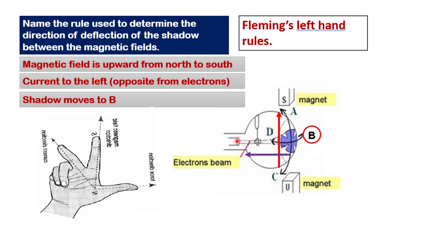Next we look at the direction of current. Remember this is the filament, right? The filament means the electrons are moving from the filament to the screen, so it will move from left to right. We know that electrons are negatively charged. In order to use the fingers, you have to use the direction of current, and we know that current is positive to negative. So we have to convert. In this case, the electron is moving from left to right.